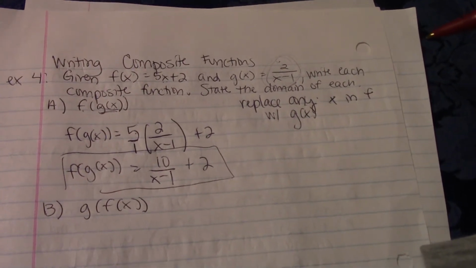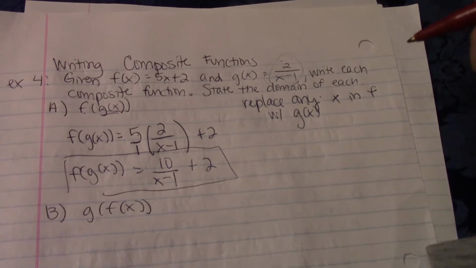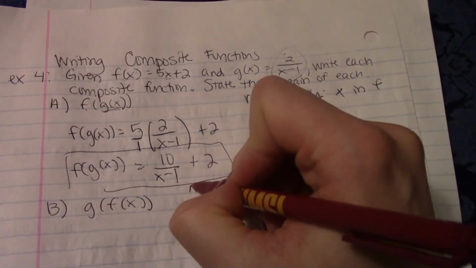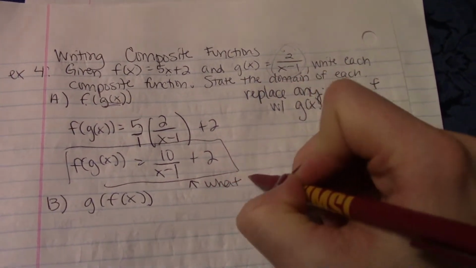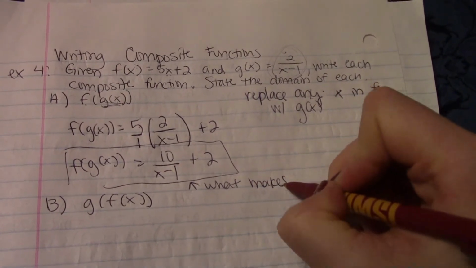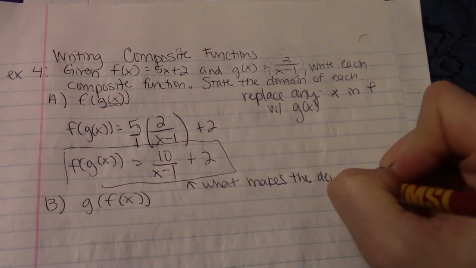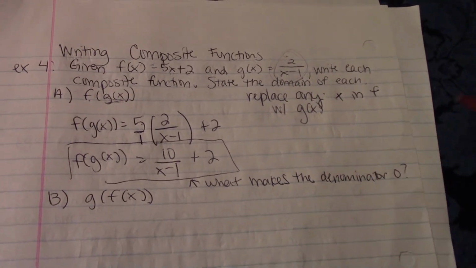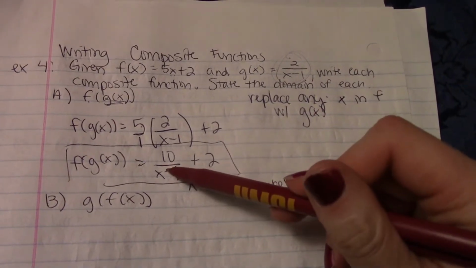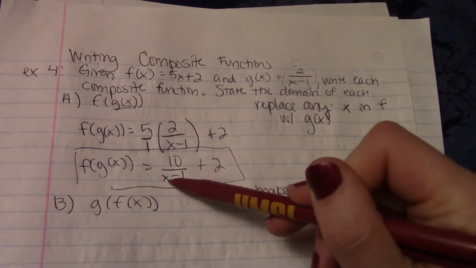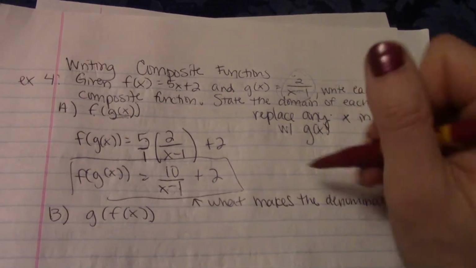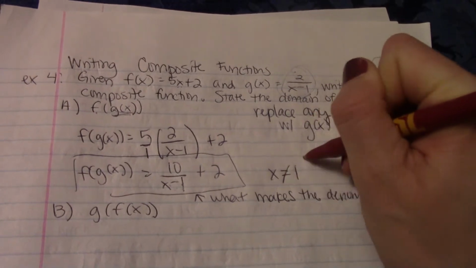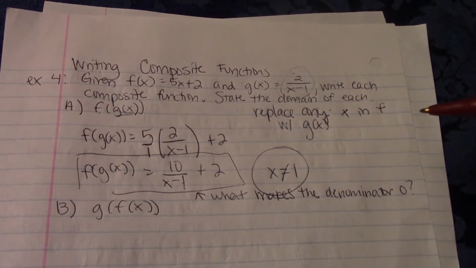Okay, it also says to state the domain. Basically, what can x not be? What makes the bottom 0? Or the denominator? So, what number goes in here to make this 0? Well, 1 minus 1 equals 0, right? So we're going to say x cannot be 1. That's the other part we need.